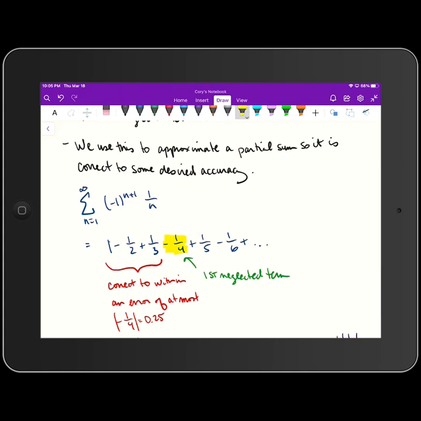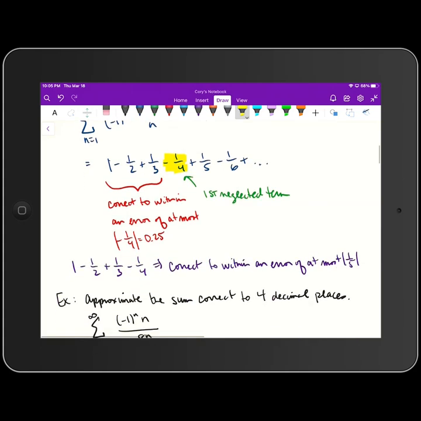Okay, we'll take a look at some other series where we can get an approximation that is pretty darn accurate for what we're doing. So if we were to go one more term, if I were to take 1 minus 1/2 plus 1/3 minus 1/4, that is going to be correct to within an error of, at most, the absolute value of the first neglected term, which is 1/5. Okay, so let's do a couple of examples here illustrating this alternating series estimation theorem.